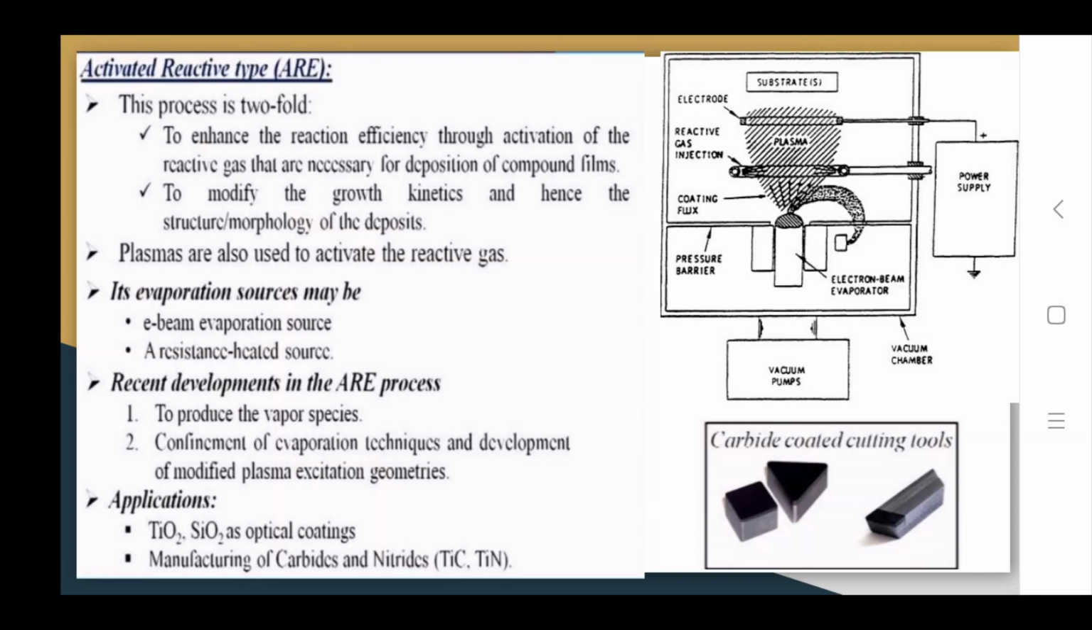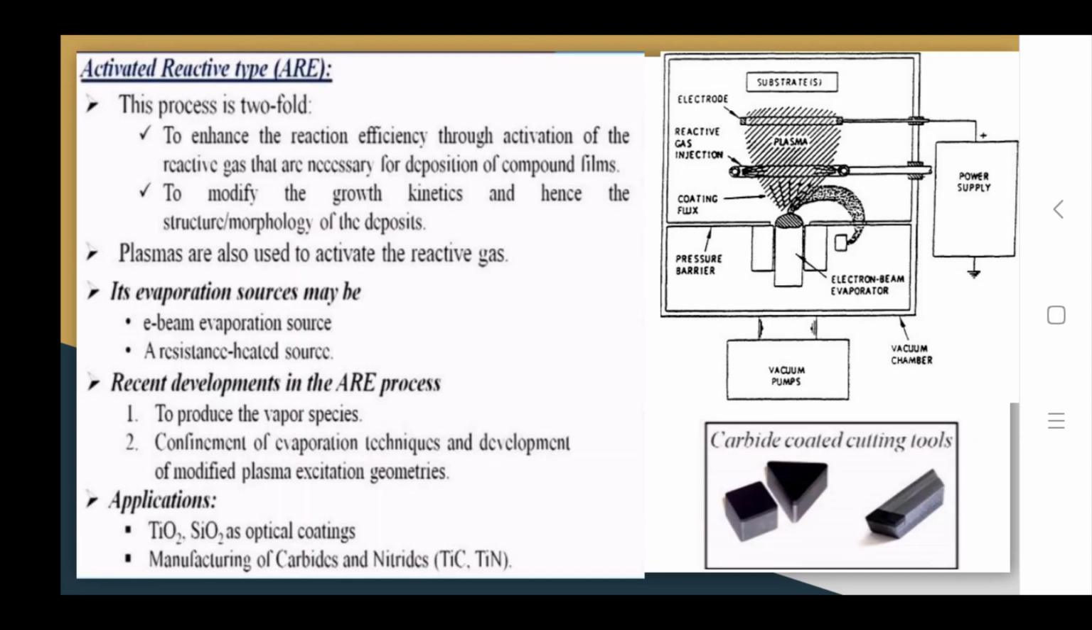So here this process is twofold. Generally it is divided into two steps to enhance the reaction efficiency through activation of the reactive gas that is necessary for the formation of the compound films, to modify the growth kinetics and hence the structural morphology of the deposit. So that is why we are dividing it into the two parts.